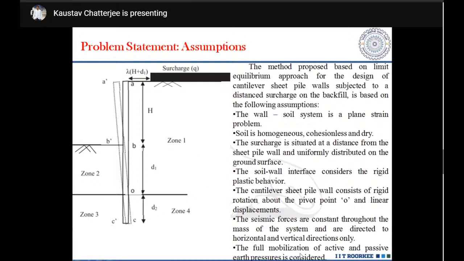And we have considered a pseudo-static approach, that is, the seismic forces are assumed to be constant throughout the mass of the system and are directed in the horizontal and the vertical directions only. That is what I have assumed in the present state. Now, for analyzing this type of problem, what do we have to do? The first thing is we have to draw the typical earth pressure diagram.